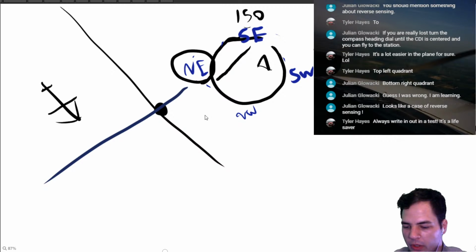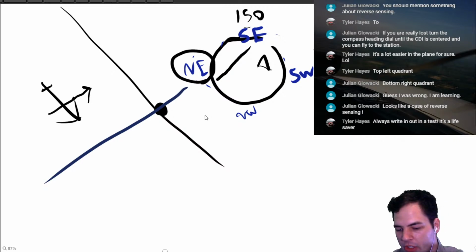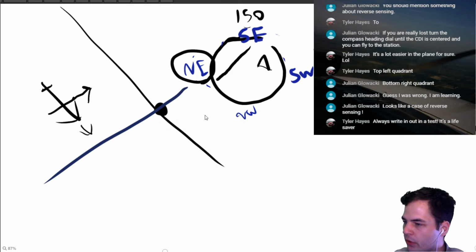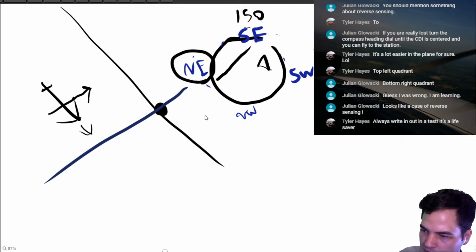And what would that look like? Well, the radial just so happens to be out my left wing. So that's good. And if I keep flying this direction, I would get closer to the VOR, closer to that to/from line. So that confirms what I determined using this method up here.